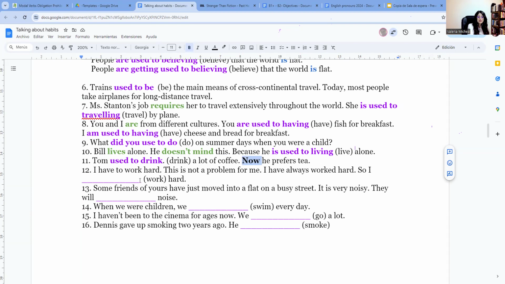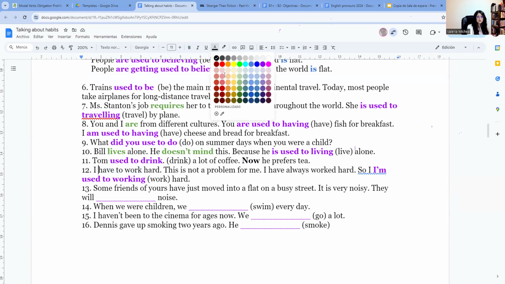Let's go with number 12. I have to work hard. This is not a problem for me. I have always worked hard. So, I am used to working. Very good. Yes, thank you very much, Diana. I'm used to working hard. It's not a problem. So in the present, I have to work hard. Again, present.